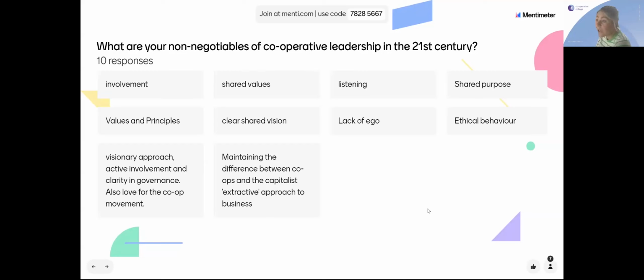Maintaining the difference between co-ops and the capitalist. So that's super important as well, isn't it? Understanding that there is a difference between your other organisations that might act as private organisations, the profit-making organisations. There's got to be that understanding that there is that difference when it comes to cooperatives.